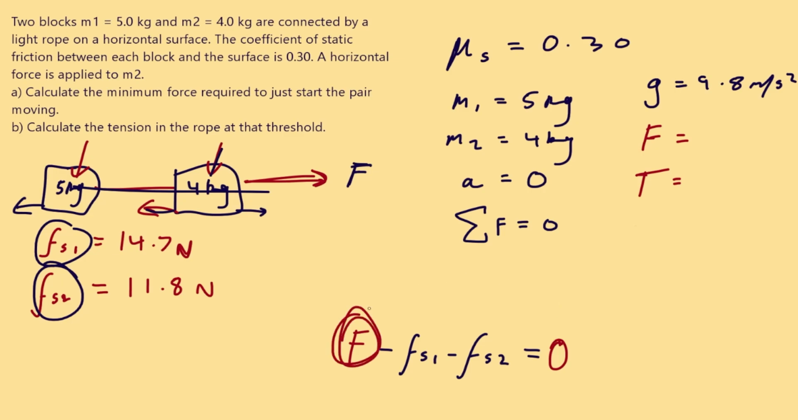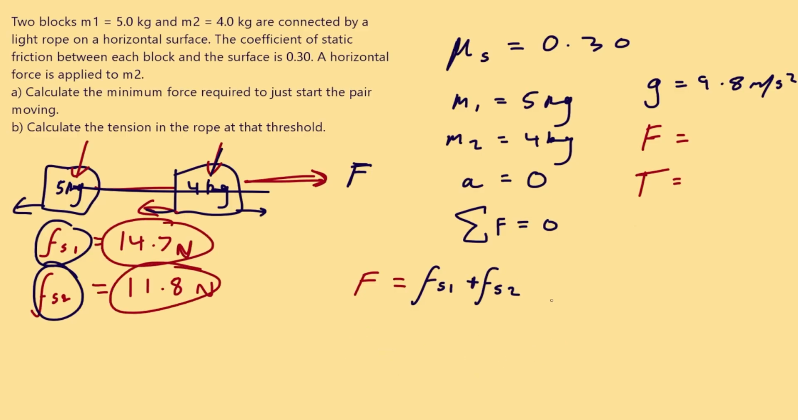We can isolate for force because that's what we're looking for, right? We get F equals the frictions added together. That is 14.7 plus 11.8. That is 26.5 newtons. That is the threshold of force. So if you go anywhere over this number, your chain will start to move. So that's force, 26.5. That's done.